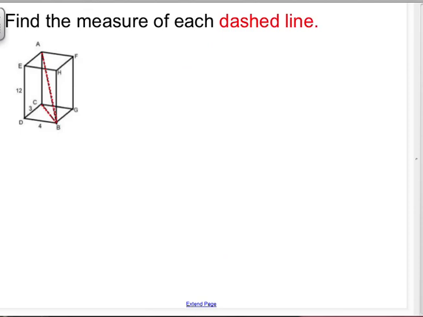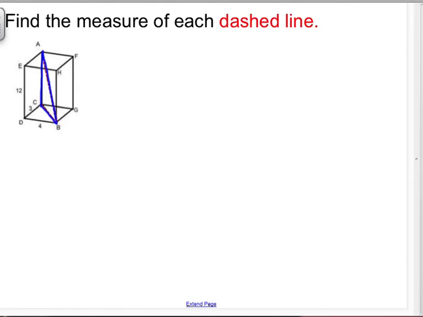This is a rectangular prism. And lo and behold, there is a right triangle hiding within. Little tricky to see this one. So we've got this leg here from A to C. And then we've got the other leg that goes from C to B. And we've got the hypotenuse that goes from A across and down to B. So we've got this right triangle.